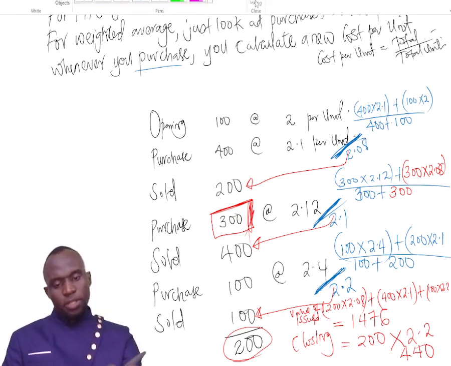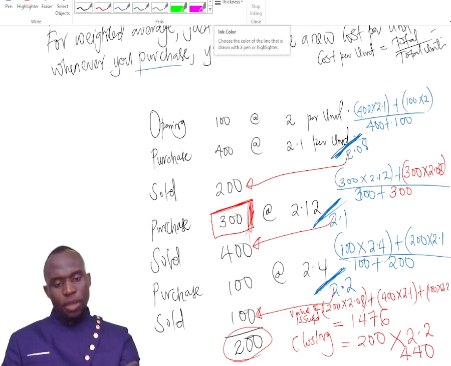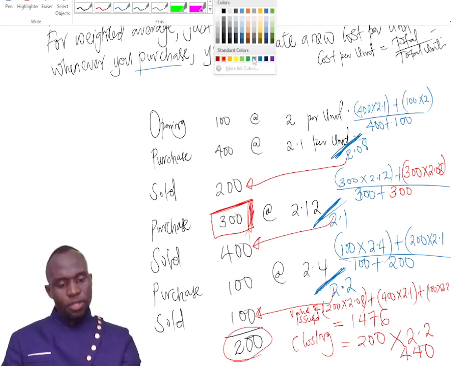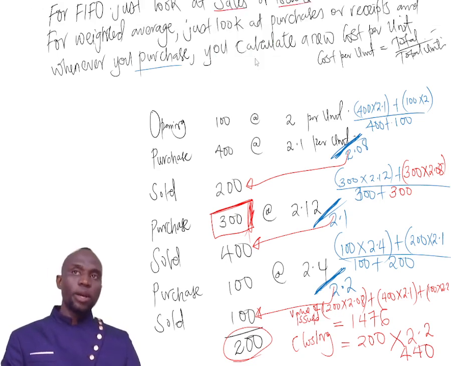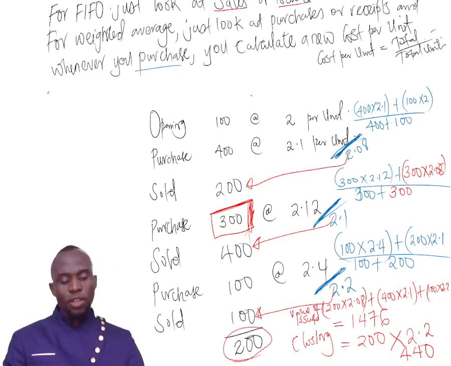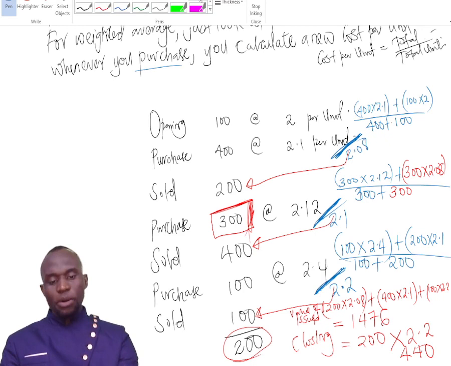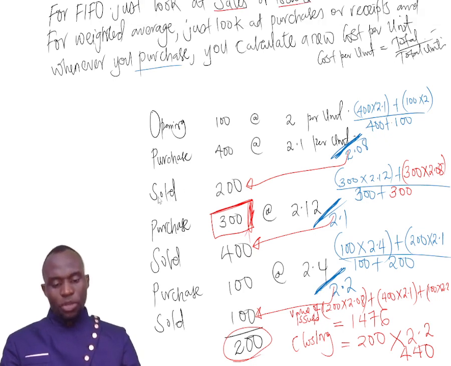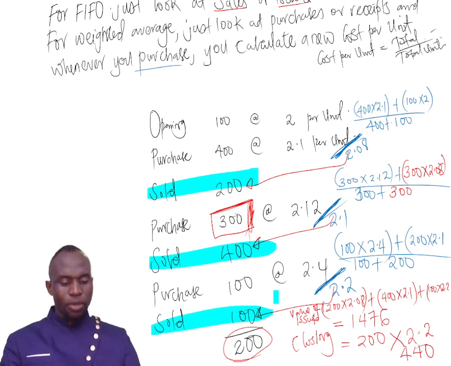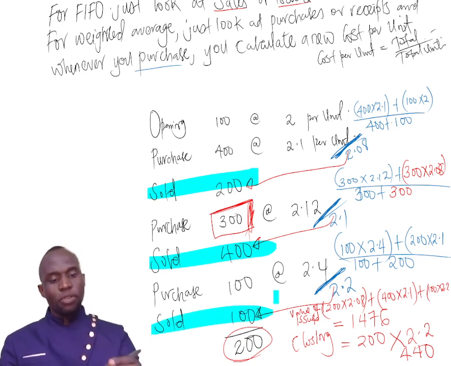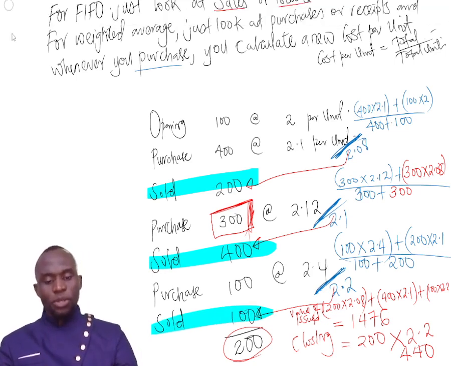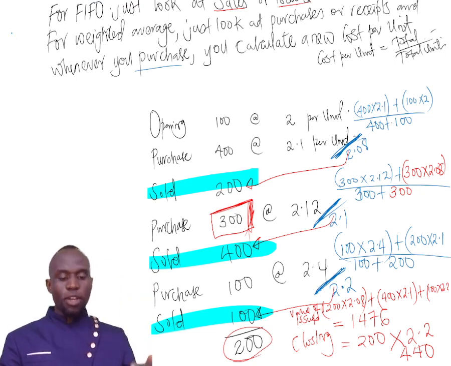So we look at the last method, which is periodic average. Now this is the easiest. The working is simply this. You just ignore the sales or the issues as if they were not given in the question, and you calculate the average for the rest. So it would be total cost divided by total units.